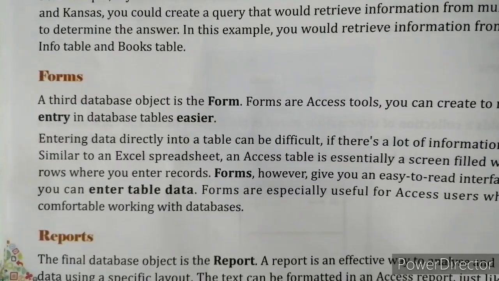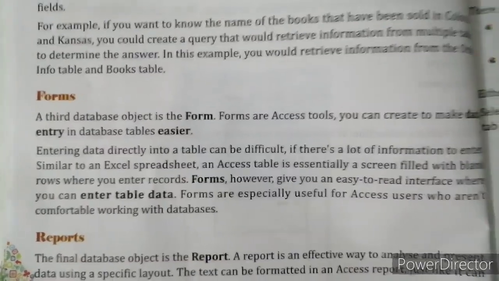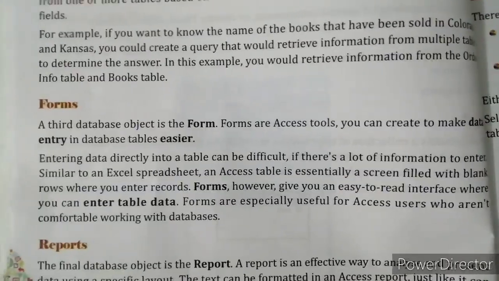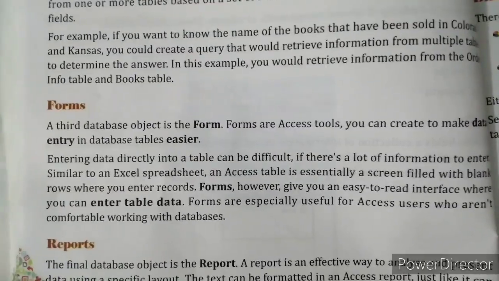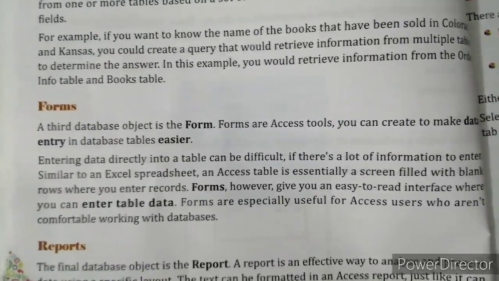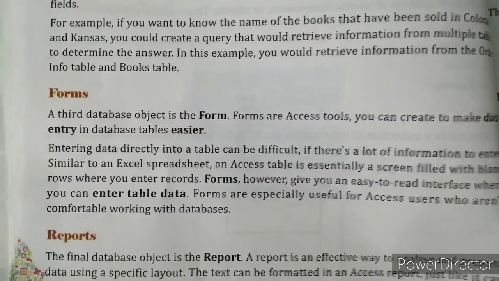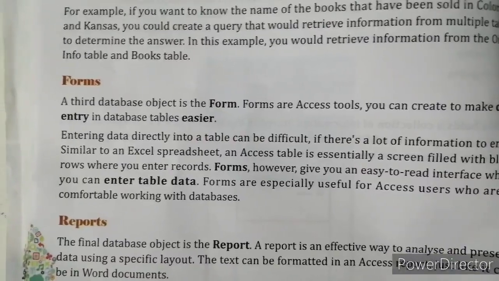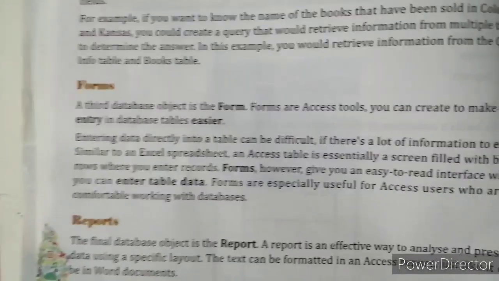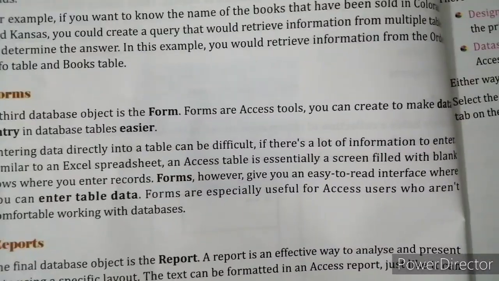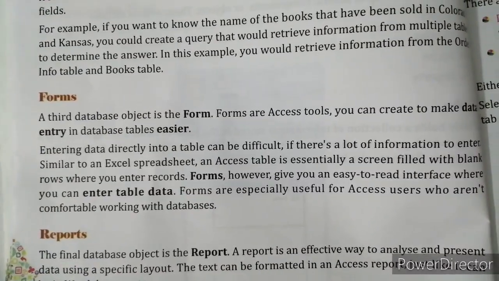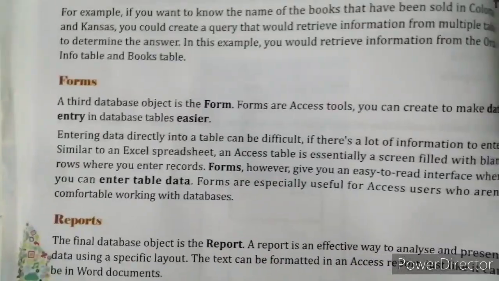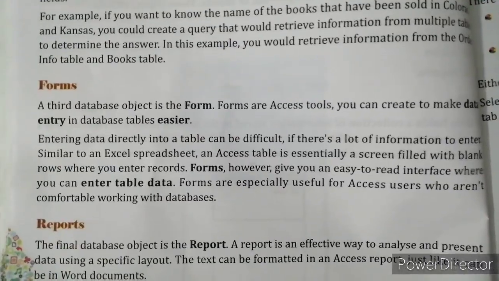So now forms. We know that to store data in the database we need a form. There are different categories in the form according to which we enter the data in the tables of a database. Forms are Access tools you can create to make data entry in database tables easier. Entering data directly into the table can be difficult if there is a lot of information to enter, similar to an Excel spreadsheet. So it makes the entry of data into the table simpler and easier.